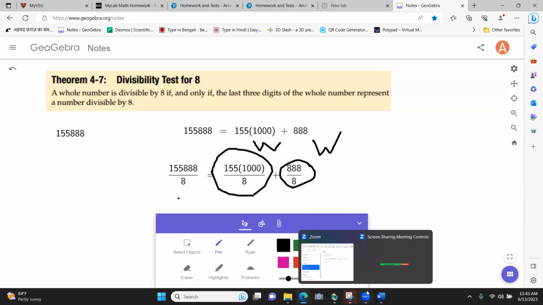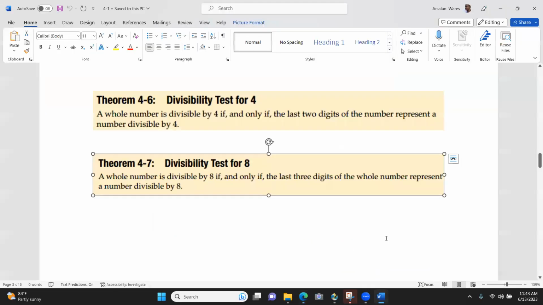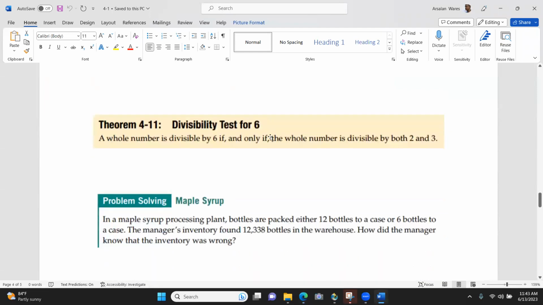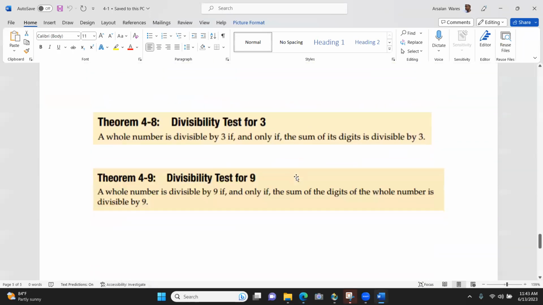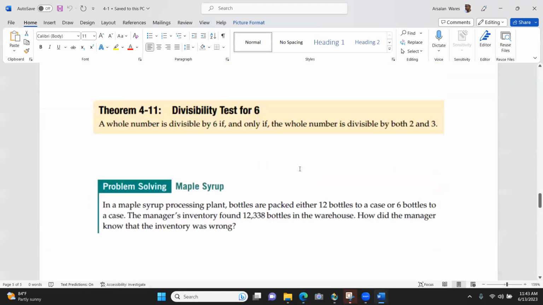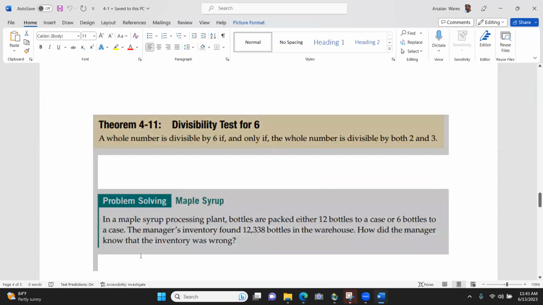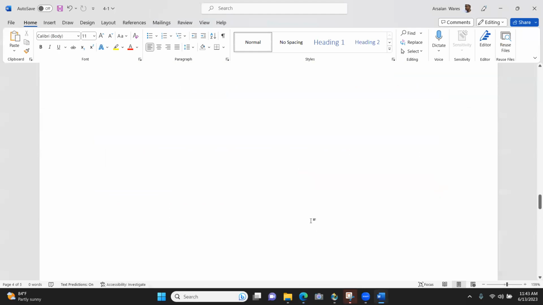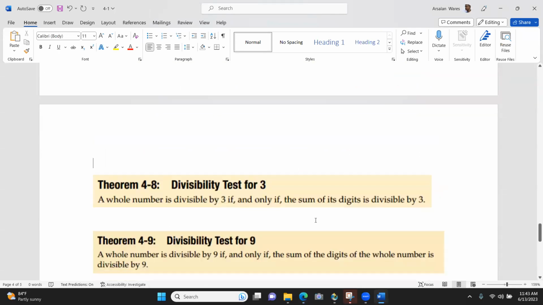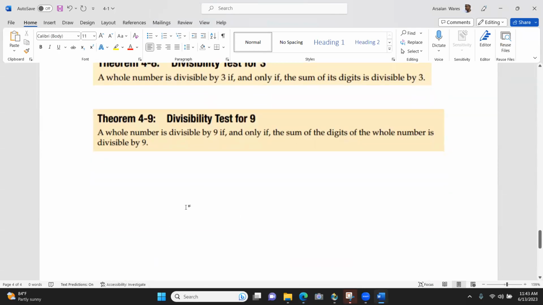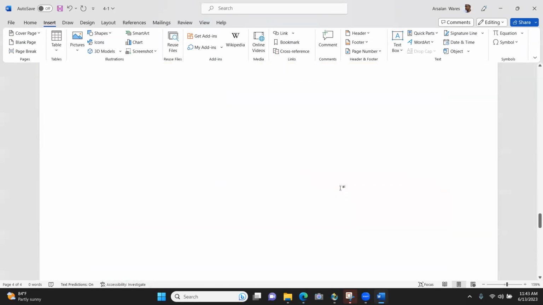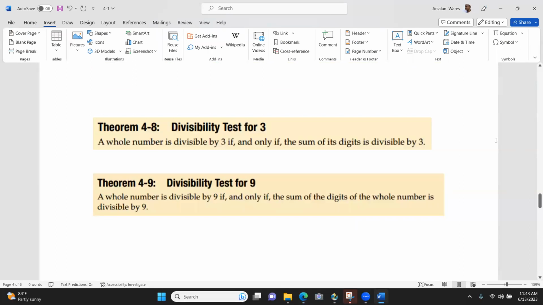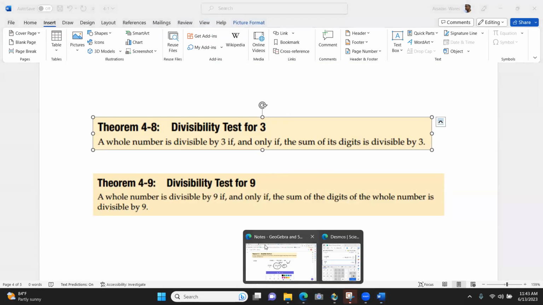So we have two more divisibility tests, and they're slightly difficult. Let's get to it. The divisibility test for 3. Let's take this guy here.